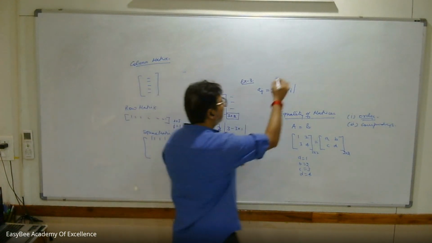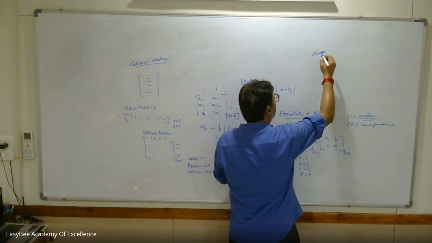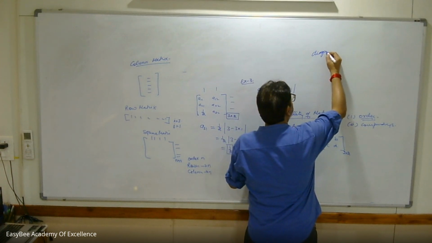So we have the diagonal matrix. Okay, Sanya, are you clear about these different types of matrices?